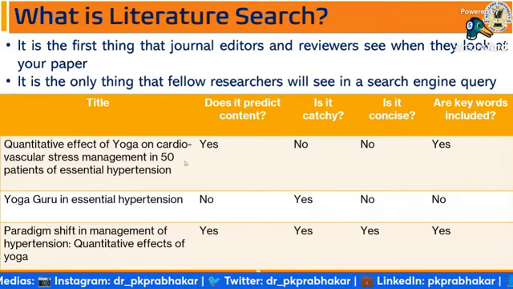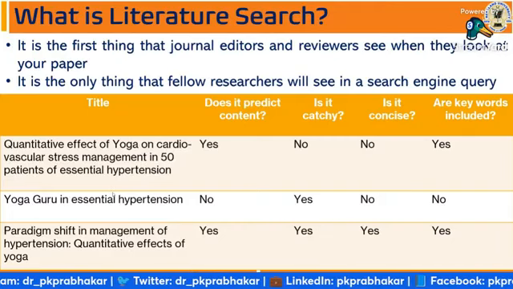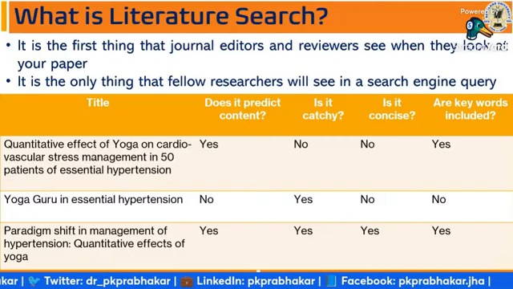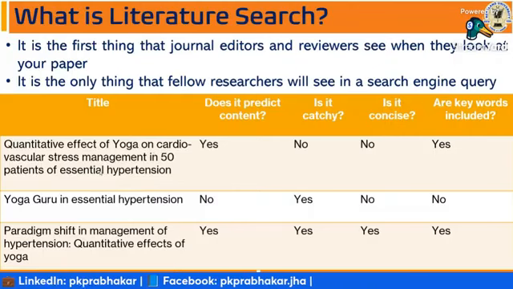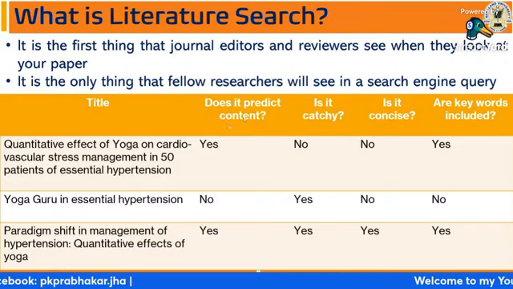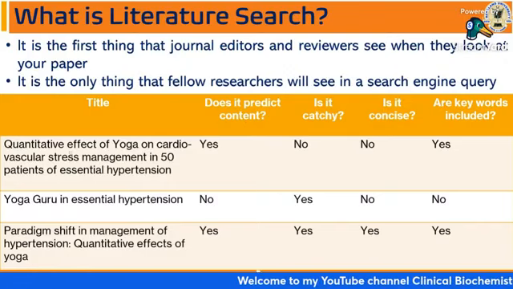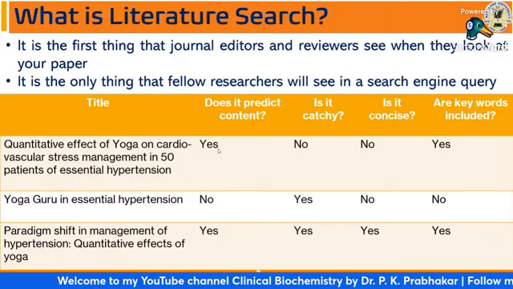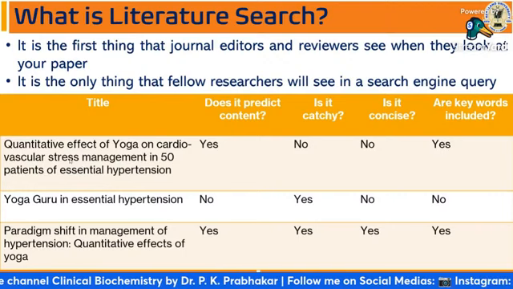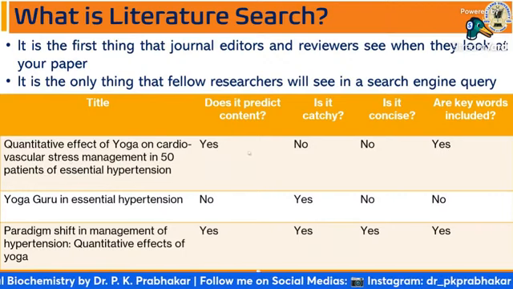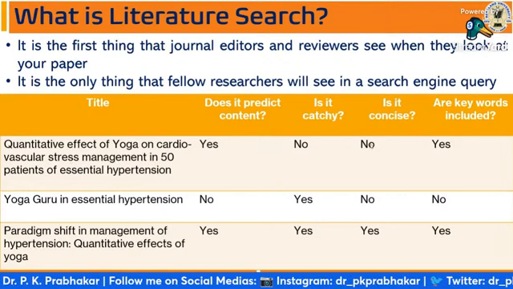I have 3 different examples here. The first example is: quantitative effect of yoga on cardiovascular stress management in 50% of essential hypertension. So does it predict the content? If you read this title, you will understand what information this paper will have. So the content is yes, but is it eye-catchy? No, it is not very eye-catchy because it is too broad. Is it concise? No, it is too long.